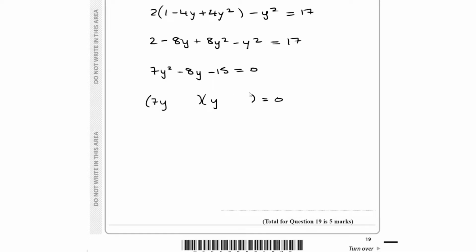So 1 and 15. Oh, and then it's a negative overall, isn't it? So I think minus 15 plus 1. Either way, you can use the quadratic formula. That's obviously fine, doesn't matter. So I get y is 15 over 7 or minus 1.